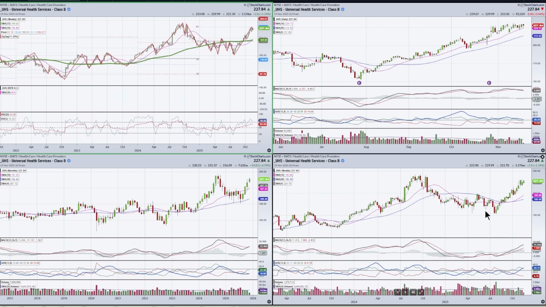Let's look at one more here. We get a really strong move out of UHS, right? Look at the confirmation on an RS basis. We're back above the 18-month line. We're showing signs of improvement already on the momentum with the ADX moving up and the MACD. We just need a pullback here. I think it's worth watching for this as it consolidates and pulls back a little bit.